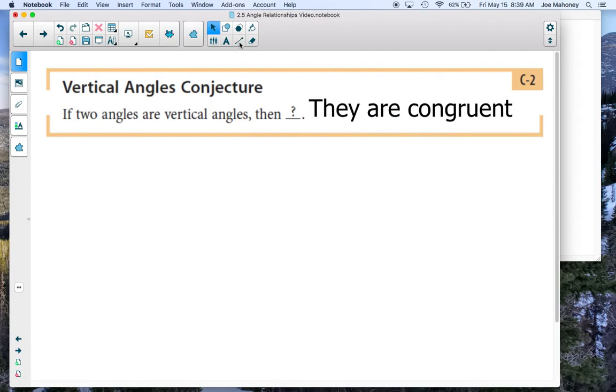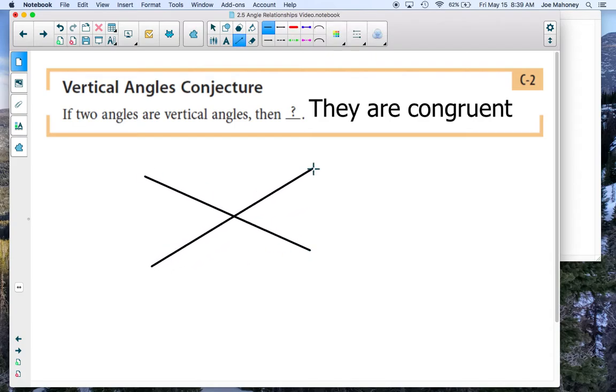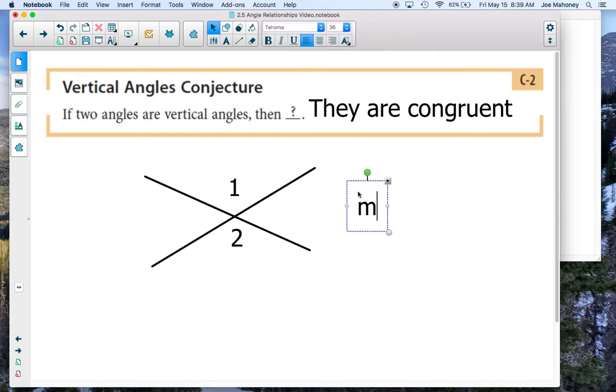Vertical angles are congruent. So let's draw a picture of that for our notes as well. We'll draw two intersecting segments or intersecting lines. Let's call that angle 1. Let's call that angle 2. We'll put that one up a little bit more. And what we know is that the measure of angle 1 is equal to the measure of angle 2.